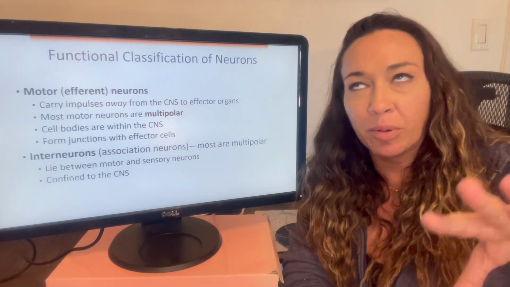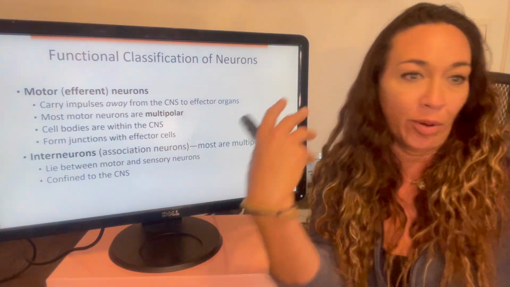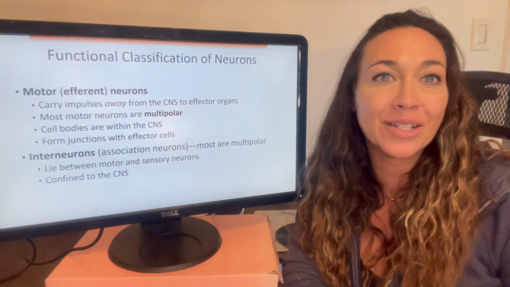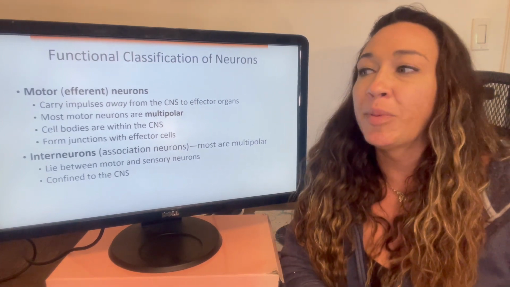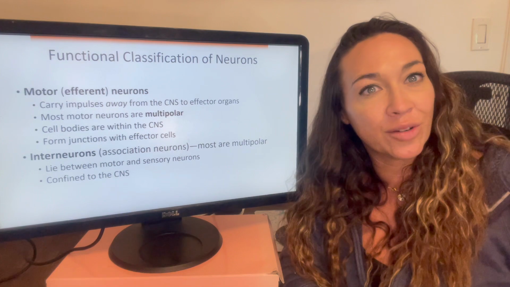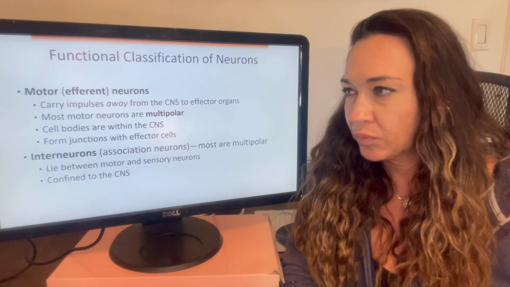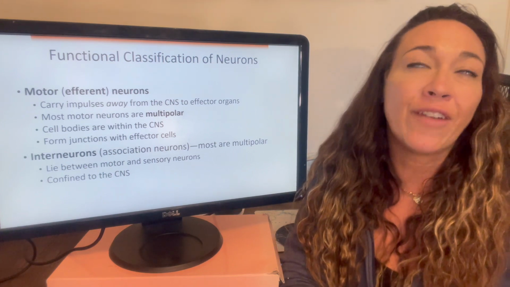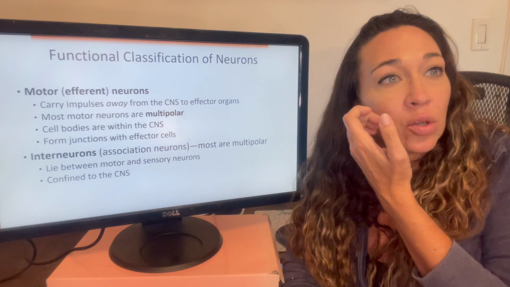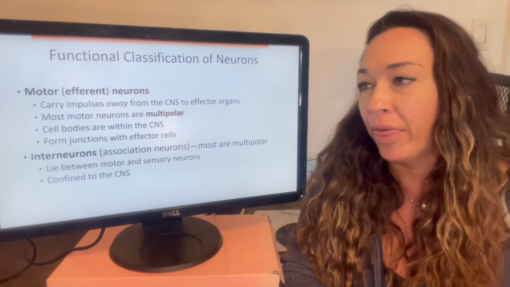Well, sorry, not to our peripheral nervous system, but to our effector organs, to the rest of our body, to our periphery, right? To everywhere else in our body to actually exhibit our proper response. Now, most of these guys are going to be multipolar because, again, we're sending signals in from lots of different places and we need to send them out pretty quickly as well. We do form these junctions with these different effector cells because this is who's receiving the signal. And this is who's going to take it to whatever organ we need to produce whatever with.